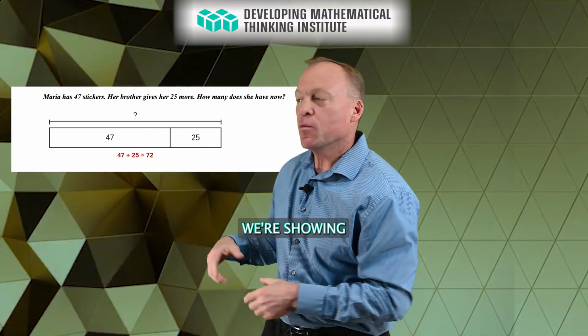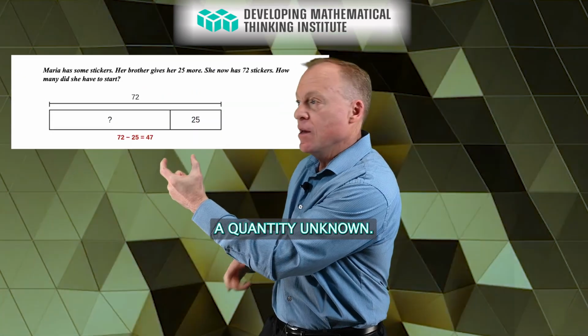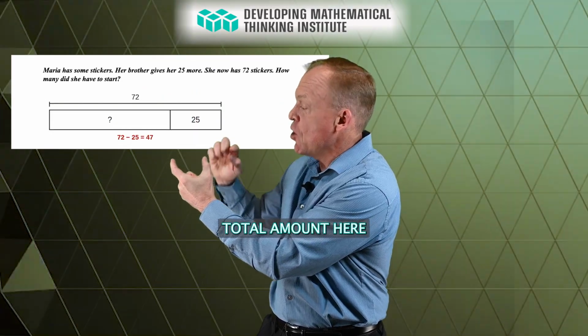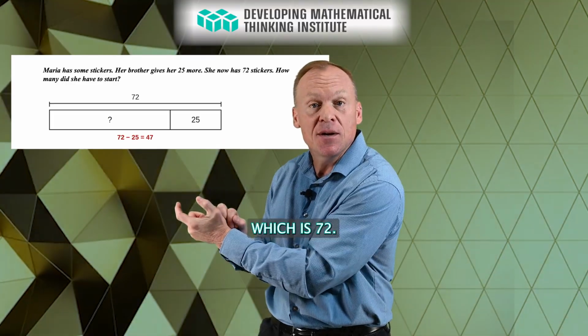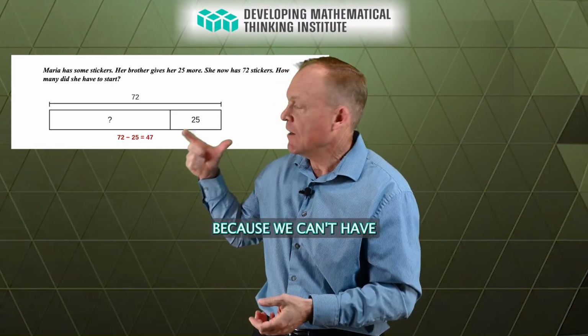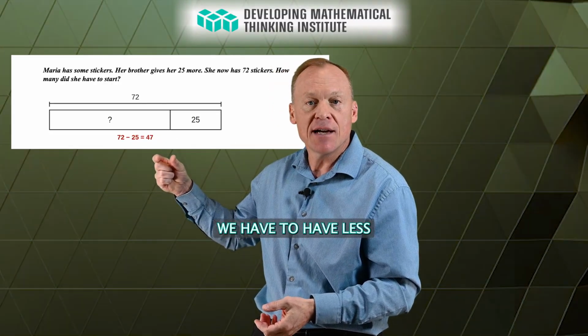Great, but the next one, we're showing a quantity unknown. Then we have the next quantity, we know it's 25 more, so we have this total amount here, which is 72, and then it's like, oh, I see that we just need this amount, which now we're reasoning through the structure going, oh, well, it makes sense to subtract at this point because we can't have more than the 72, we have to have less.